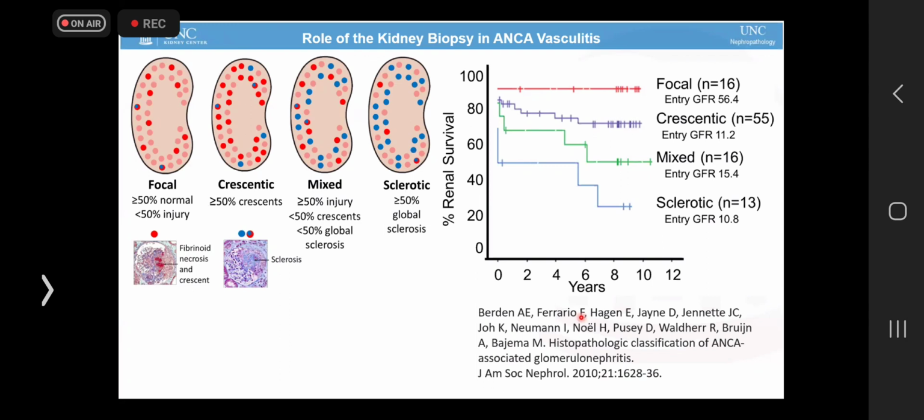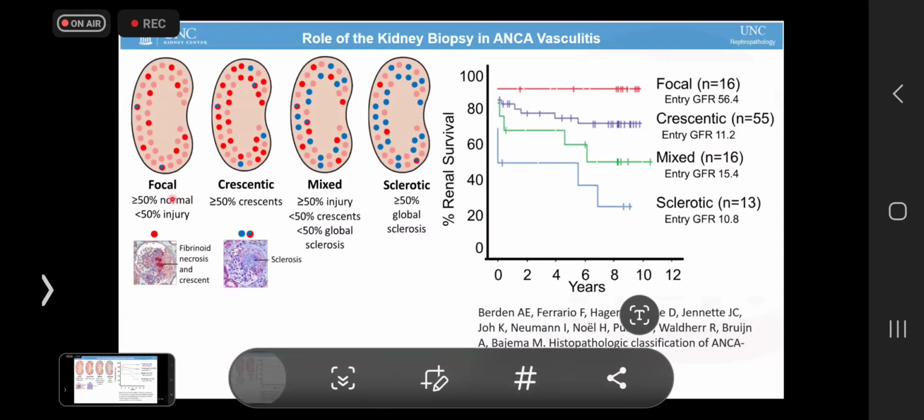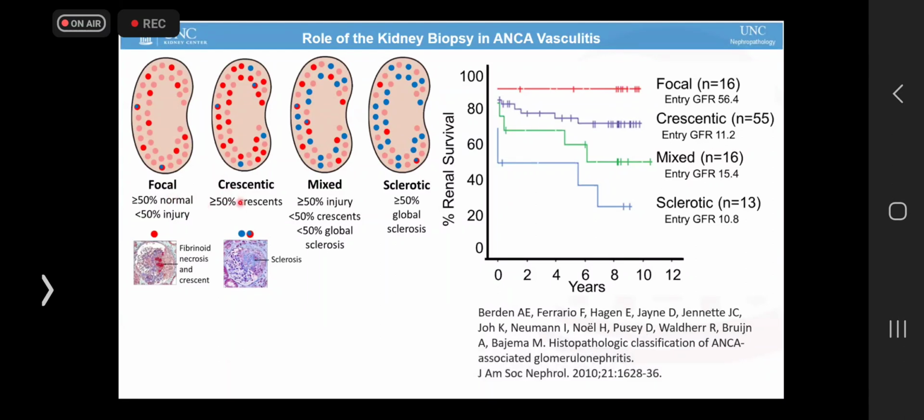There have been multiple evaluations of this system over time, and this has now also been accompanied by risk scores that include clinical and pathology parameters. But in the Berden system, it's all the proportion of glomeruli. If 50% or more have no lesions, it's a focal process. If 50% or more have fibrocellular or cellular crescents, it's a crescentic variant. Mixed has greater than 50% injury, but not greater crescents versus necrosis. It's pretty much equal involvement. And the sclerotic is 50% or more of glomeruli with sclerosis.